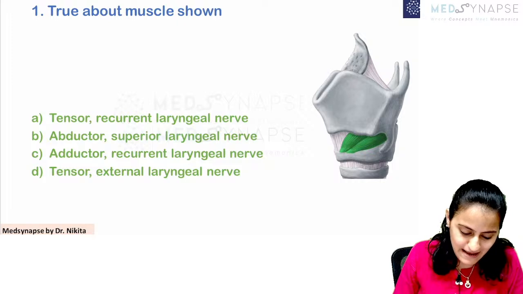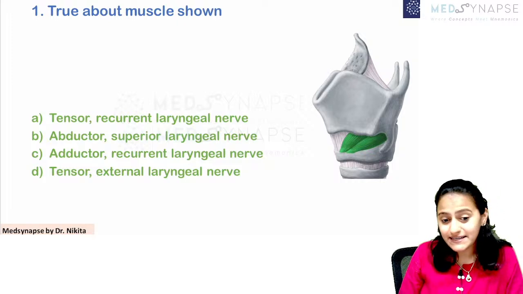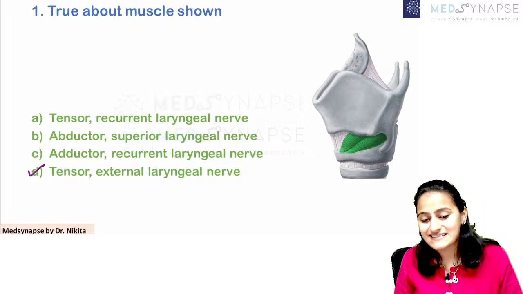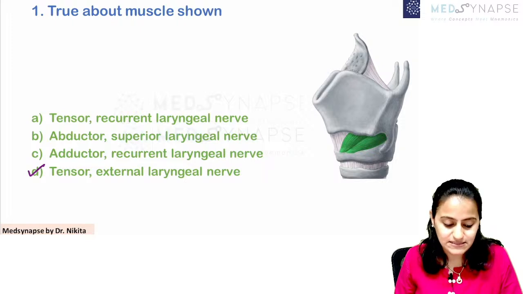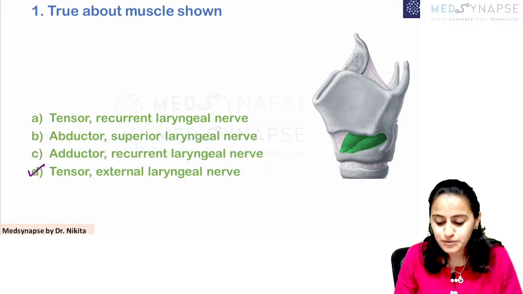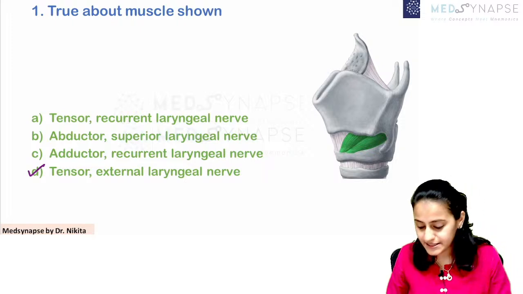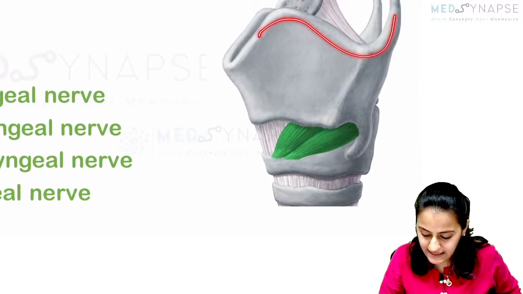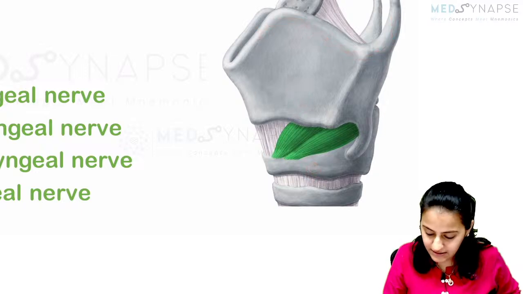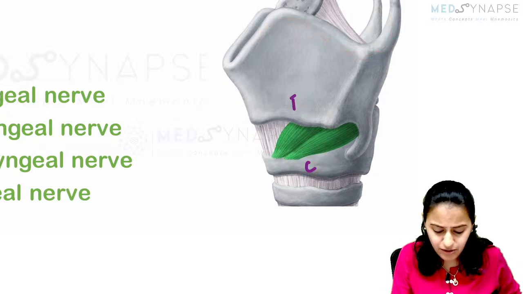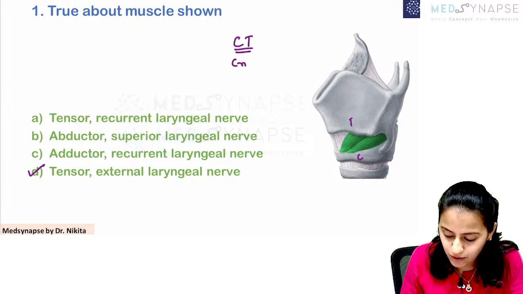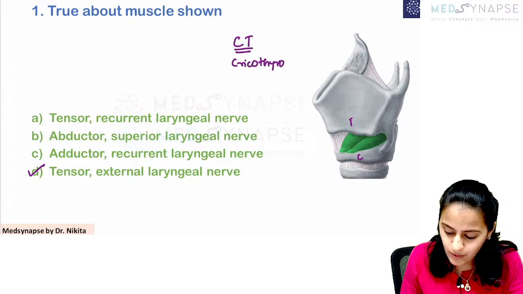Yeah, very good. Absolutely right. Naveen, Rashi, Arif, Shivam, absolutely right. The correct answer here is D. The muscle shown here is a tensor and it is supplied by external laryngeal nerve. How do we identify this muscle? This muscle is connecting the thyroid and the cricoid. So this is how you identify that this is the cricothyroid muscle.